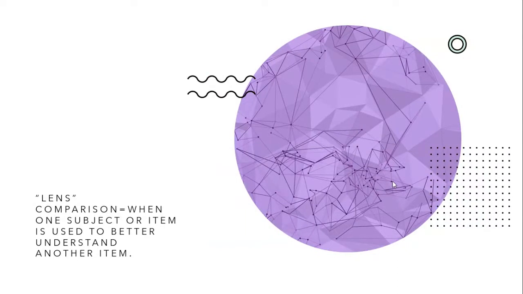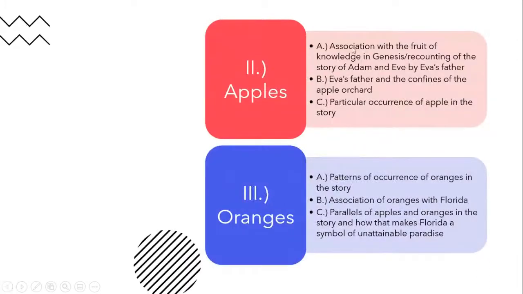So the subject by subject model is usually most effective when you're doing what might be called a lens comparison. And that's when one subject or item is used to better understand another item. And you can see how that works with this present example, right? The apples are the lens. For our purposes here, we're saying that the meaning of the apples, the representational value of the apples, the symbolism of the apples in the story is really clearly established, that there are clear connections made to the story of Genesis in those themes.